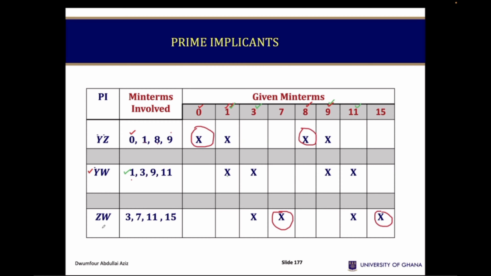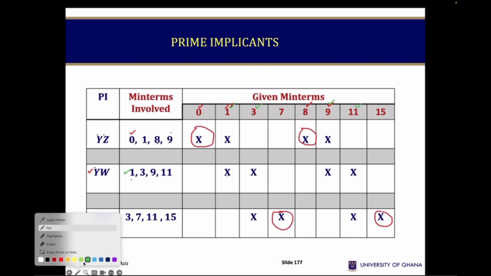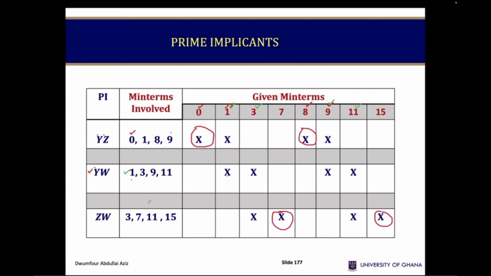Then we take the last one. Let me use pink or whatever. This one matches 3, so we have 3 here. This one matches 7. We have 7 here. This one matches 11. We have 11 there. And this one matches 15. We have 15 here. So you see that all our obtained min terms have actually covered all the min terms given.